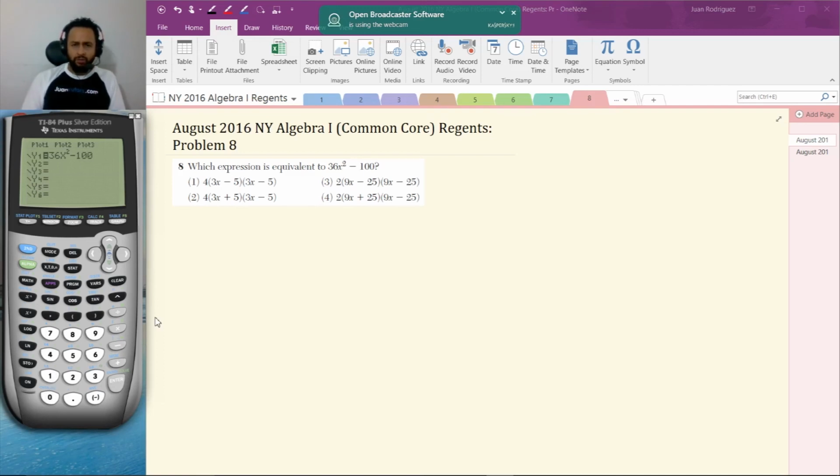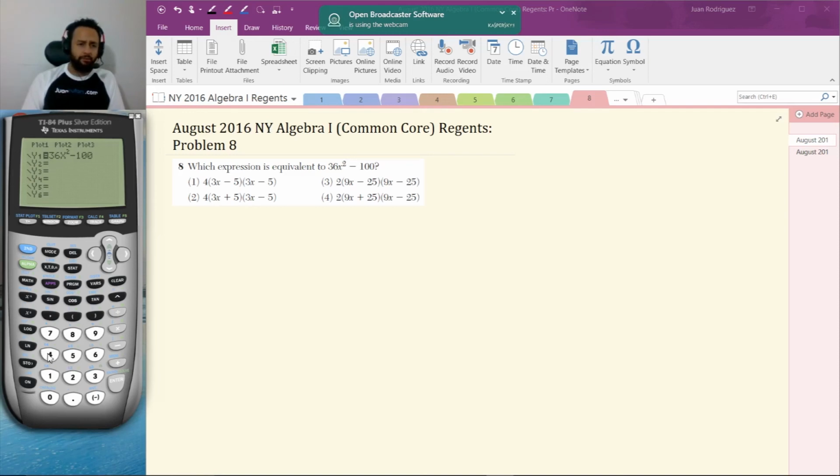Now, I'm going to use my prior knowledge to recognize that the coefficient of x squared is 36. The coefficient of x squared for choice 3 and 4 is larger than 36. So it's probably going to be choice 1 or 2. But you don't even have to know that. You could choose either one of these, choice 1 or 2, or choice 3 and 4, and plug them in.